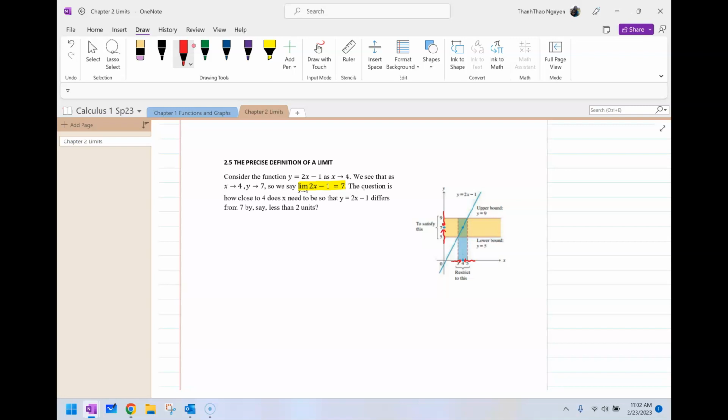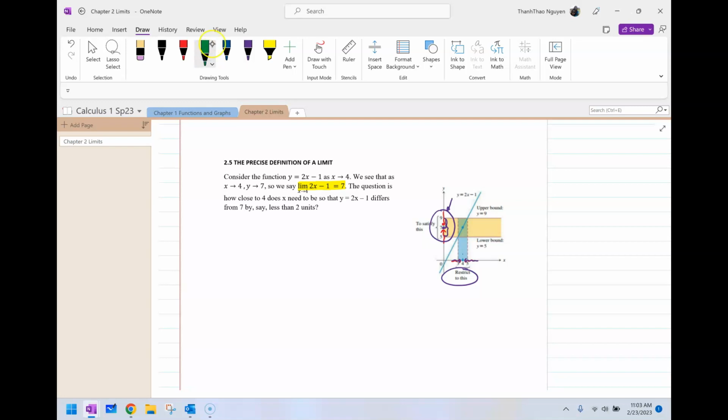7. Okay. Now the question is, how close to 4 does x need to be so that the value of y falls within 2 units away from 7, so that the value of y satisfies this condition? In order to satisfy this condition, the value of y is 2 units away from the actual limit. How do we restrict the x value?